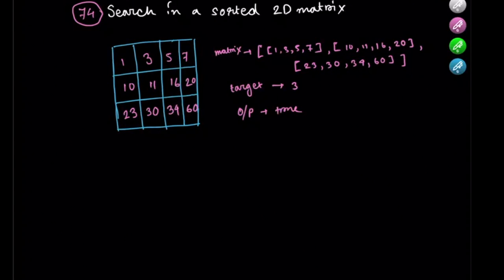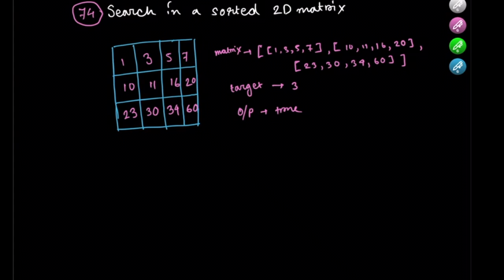Today we will be solving Leetcode 74. In the problem statement, we have been asked to write an efficient algorithm that searches for a value target in an m multiplied by n integer matrix. The matrix has the following properties.